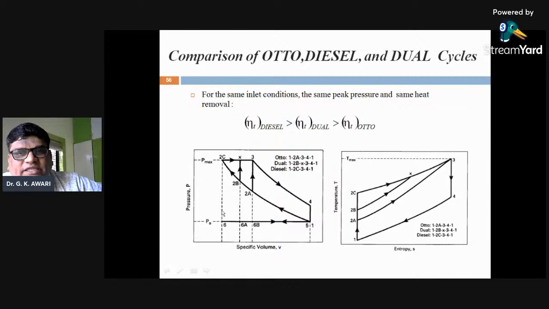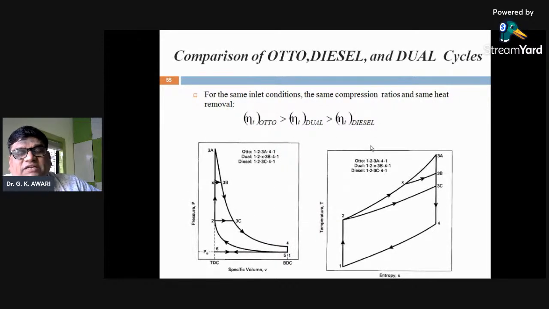If you look at the pressure-volume and the temperature-entropy diagrams, the specific volume has increased in the case of the diesel engine. Similarly, for the heat addition, temperature 2c is greater than that of 2b and 2a, which means that for the same inlet condition, the same peak pressure and the same heat removal, the efficiency of the diesel engine is greater than the efficiency of the dual fuel engine, and also greater than the efficiency of the Otto cycle. Now it is completely rearranged, completely changed compared with the earlier slide.